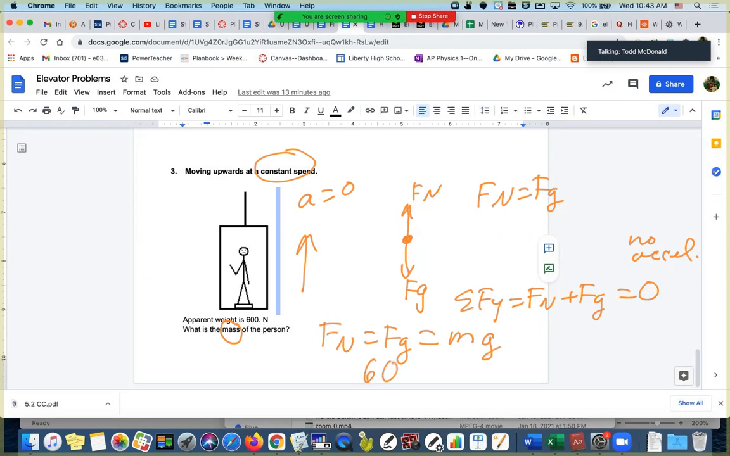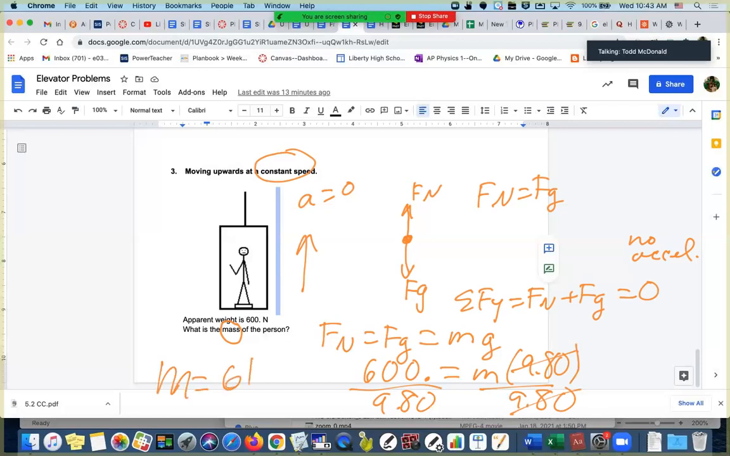So we already know what the normal force or force of gravity is equal to. It's equal to 600. We're going to set it equal to m times 9.80. We're going to divide both sides by this 9.80. And that's actually going to give us our mass. So we're going to take 600 divided by 9.80. And our mass turns out to be 61.2 kilograms.